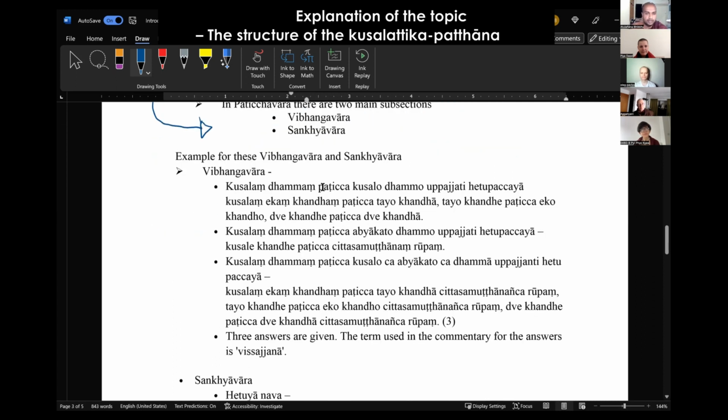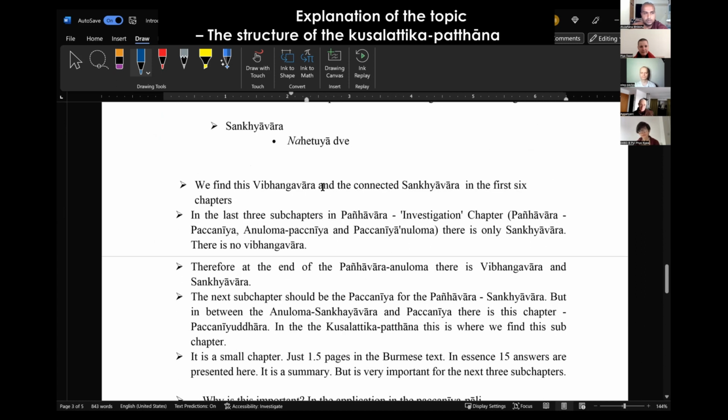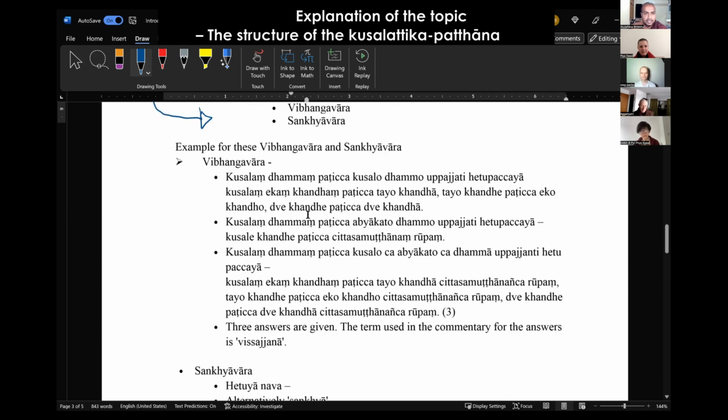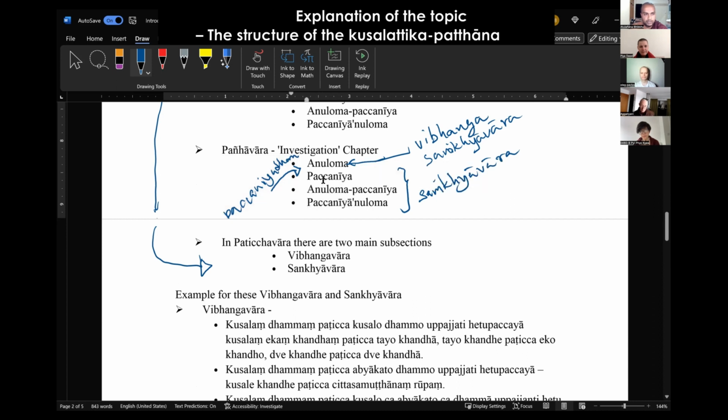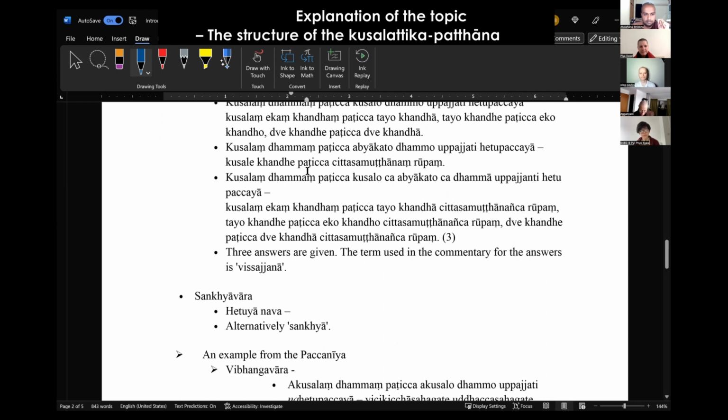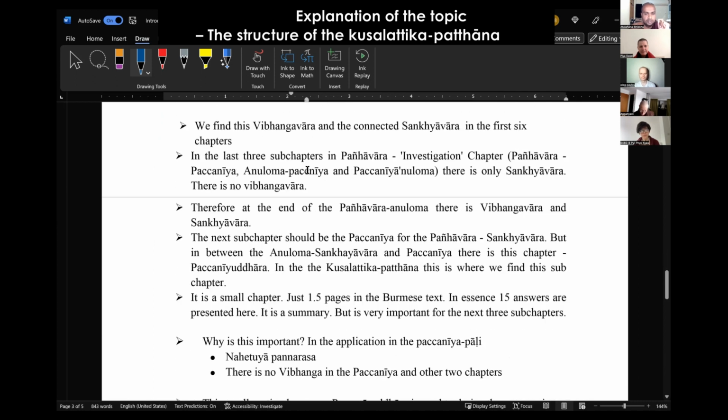The reason to have a chapter like this is to easily understand the next 3 chapters, right? To easily understand the Paccanīya, Anuloma Paccanīya, and Paccanīya Anuloma, we find this small chapter between Anuloma and Paccanīya. Because the reason to have the Paccanīyuddhāra chapter is that these 3 chapters, Paccanīya, Anuloma Paccanīya, and Paccanīya Anuloma, do not have the Vibhangavara here. So that's why you get the Paccanīyuddhāra chapter here, right? So that's what we are going to discuss.